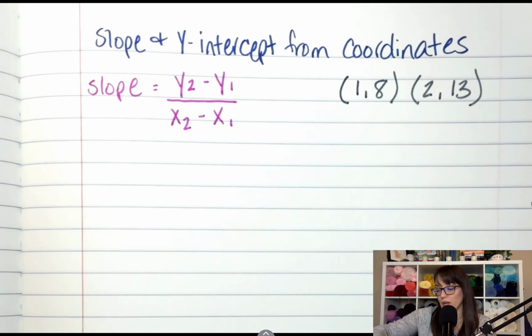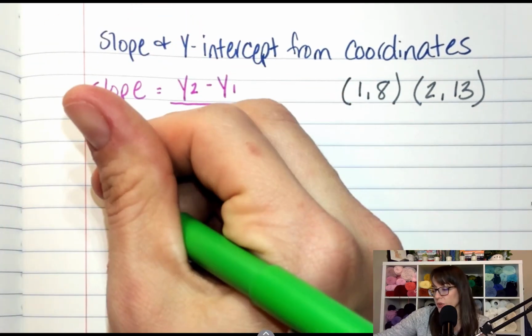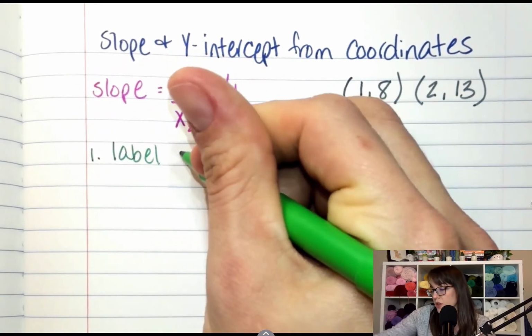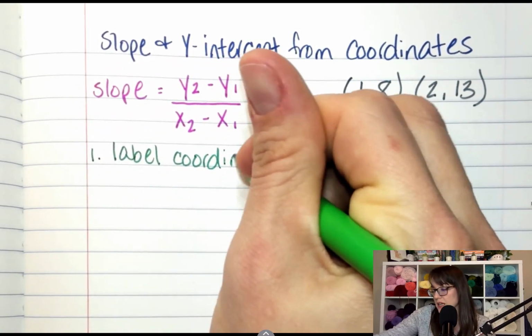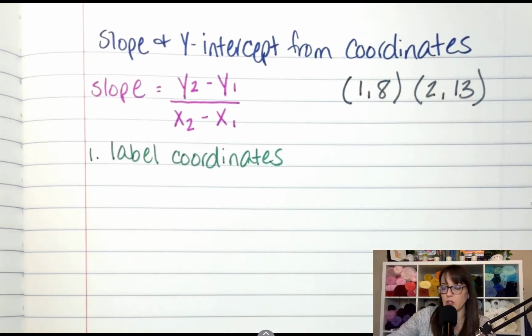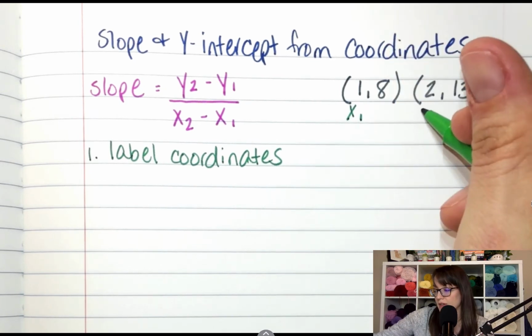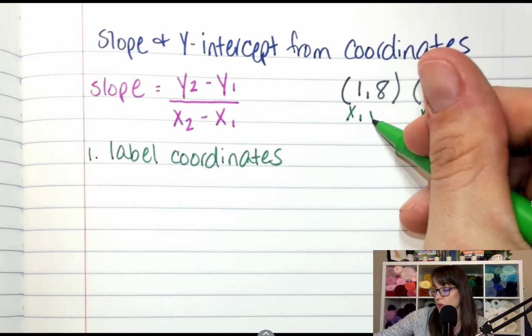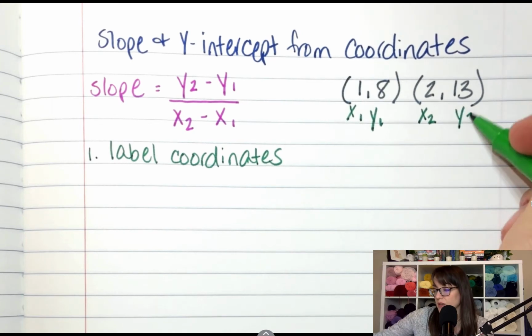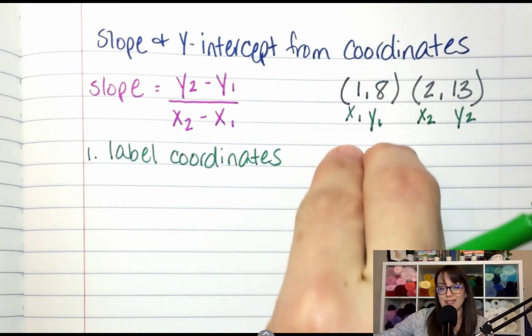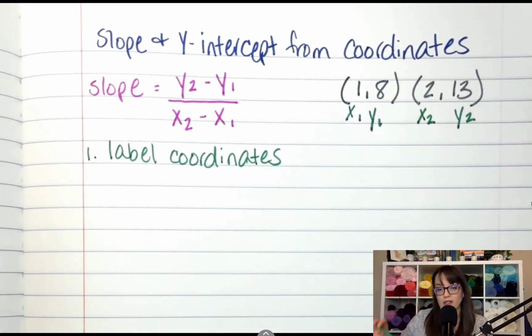So step 1, when I'm solving these, label your coordinates. Label the coordinates. So this is my first x, so I'm going to say x1, and this is going to be x2. This is going to be y1, and this is going to be y2. They don't have to go in that order. You could flip-flop them, but what's important is that you keep your x1 and y1 together and your x2 and y2 together because we have to keep them in order.